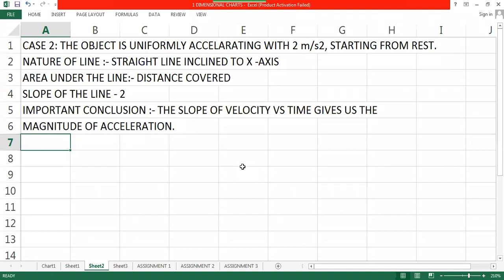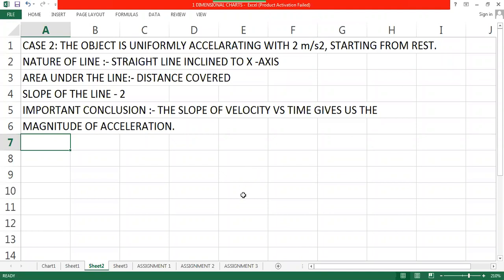Okay, so no, beta, I was not saying anything. So remember, we have two important conclusions. The slope gives us acceleration, and the area under the line gives us distance covered. Clear, class?